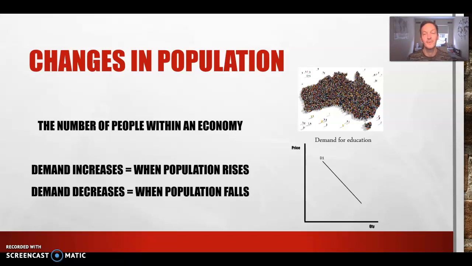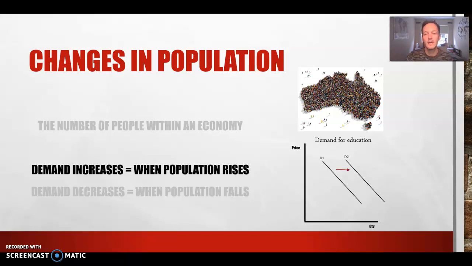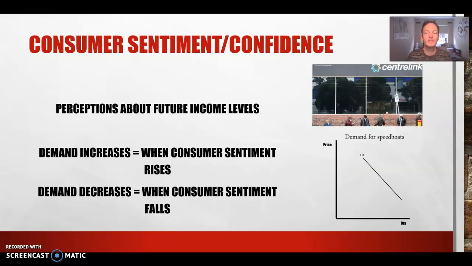Sorry, an increase in population. So there's more people around, and so therefore we're going to demand more education. There's going to be a higher demand for primary schools, for high schools, and for universities. All right, flying through. Next one, consumer sentiment or consumer confidence.